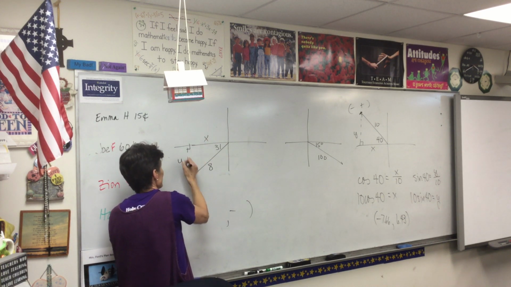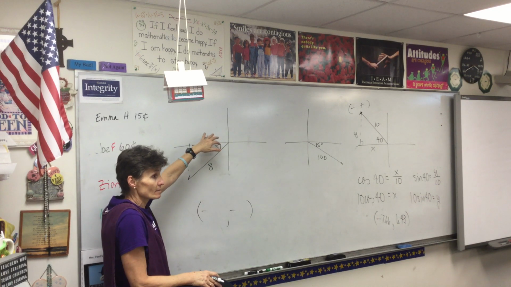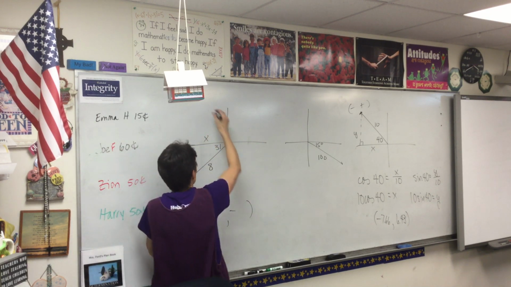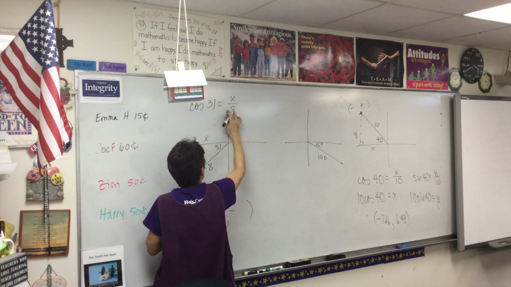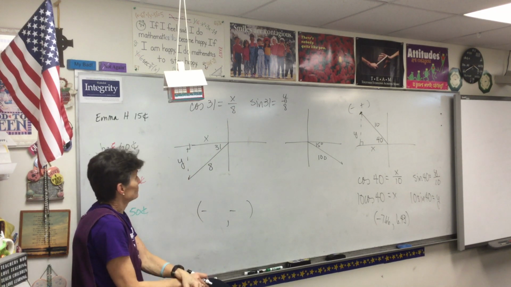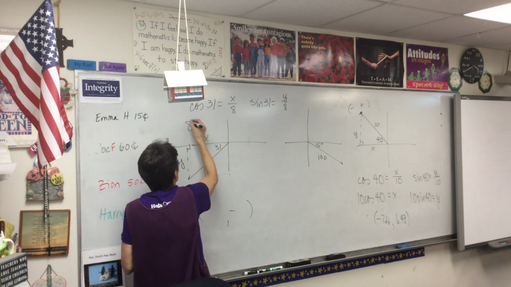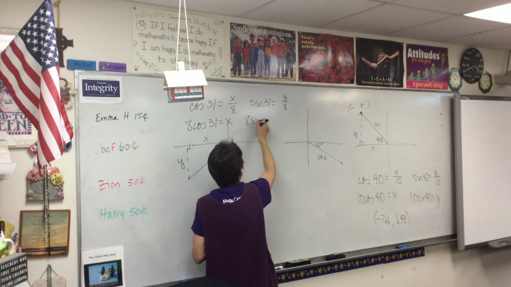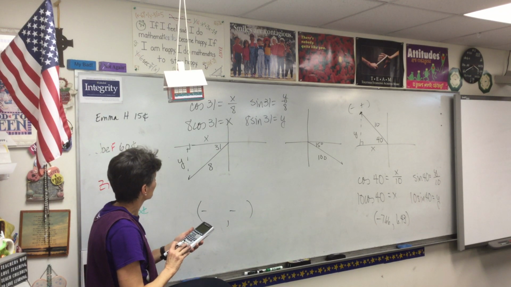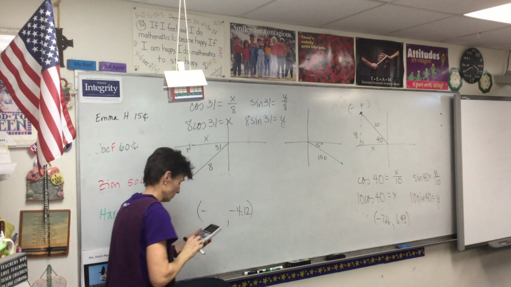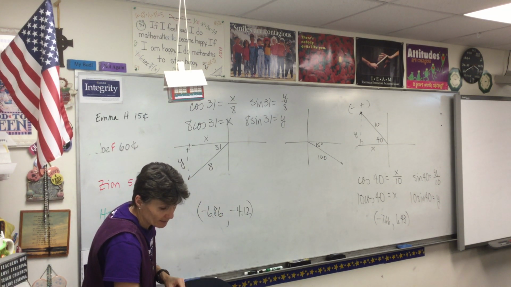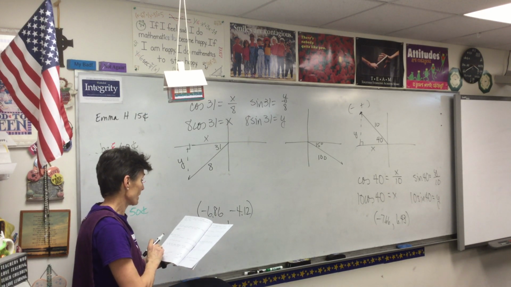I'm going to find them the same way as always. Cosine goes with x. Does that sound familiar? Cosine is x over r. So cosine 31 equals x over 8, and sine 31 equals y over 8. I'll type them in on my calculator, making them both negative. Double check me and make sure I match what you had. Bingo.